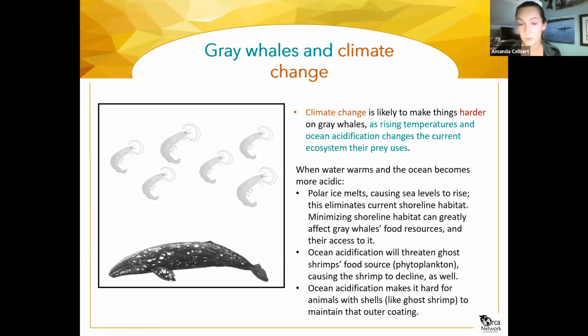So when water warms here, we do have polar ice melting, and that's going to cause sea level to rise, like I mentioned before. And what it can do is eliminate the shoreline habitat, which is a really important area for gray whales. So they're not just finding deep water and diving down to sift through the mud there. They actually wait for high tide to come in, and they feed along kind of the shoreline area where those shrimp are burrowed down. So if the shoreline habitat gets completely eliminated by the water rising, that could potentially be a problem for ghost shrimp.